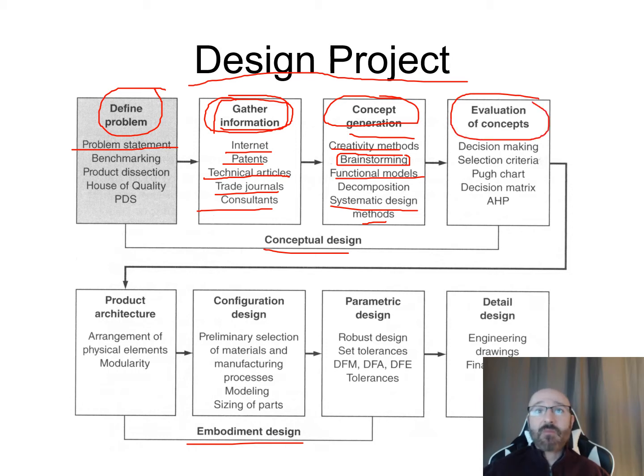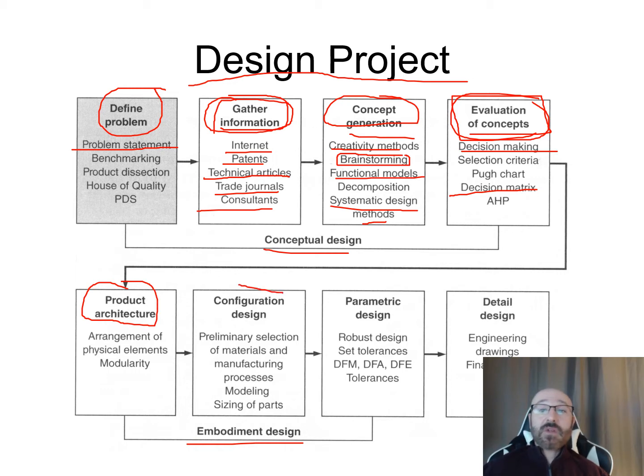Maybe eliminate some right away, do some decision making, do some comparison charts, benefits of one versus the other, all those types of things, put them into a decision matrix, go through and narrow those down and evaluate the ones and come out with a better list. From there, you can get into some of the product architecture and arrangement of the physical elements.